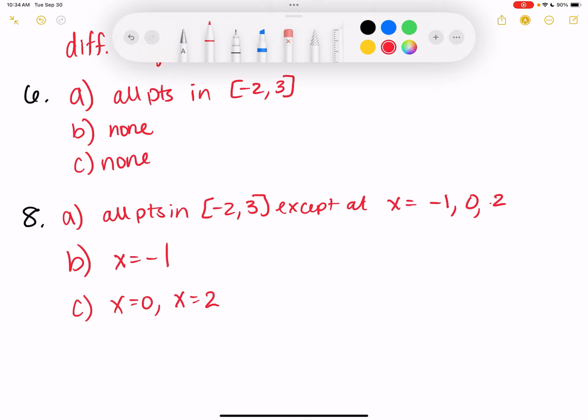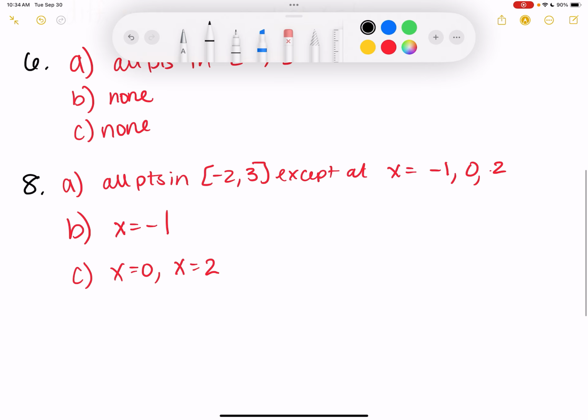So, let's see. Let's go ahead and look at 10 also. So 10, we've got a straight line going up into basically a parabola, and then a straight line coming down out of that. So any idea for part A, where is this function differentiable, or where is it not differentiable?